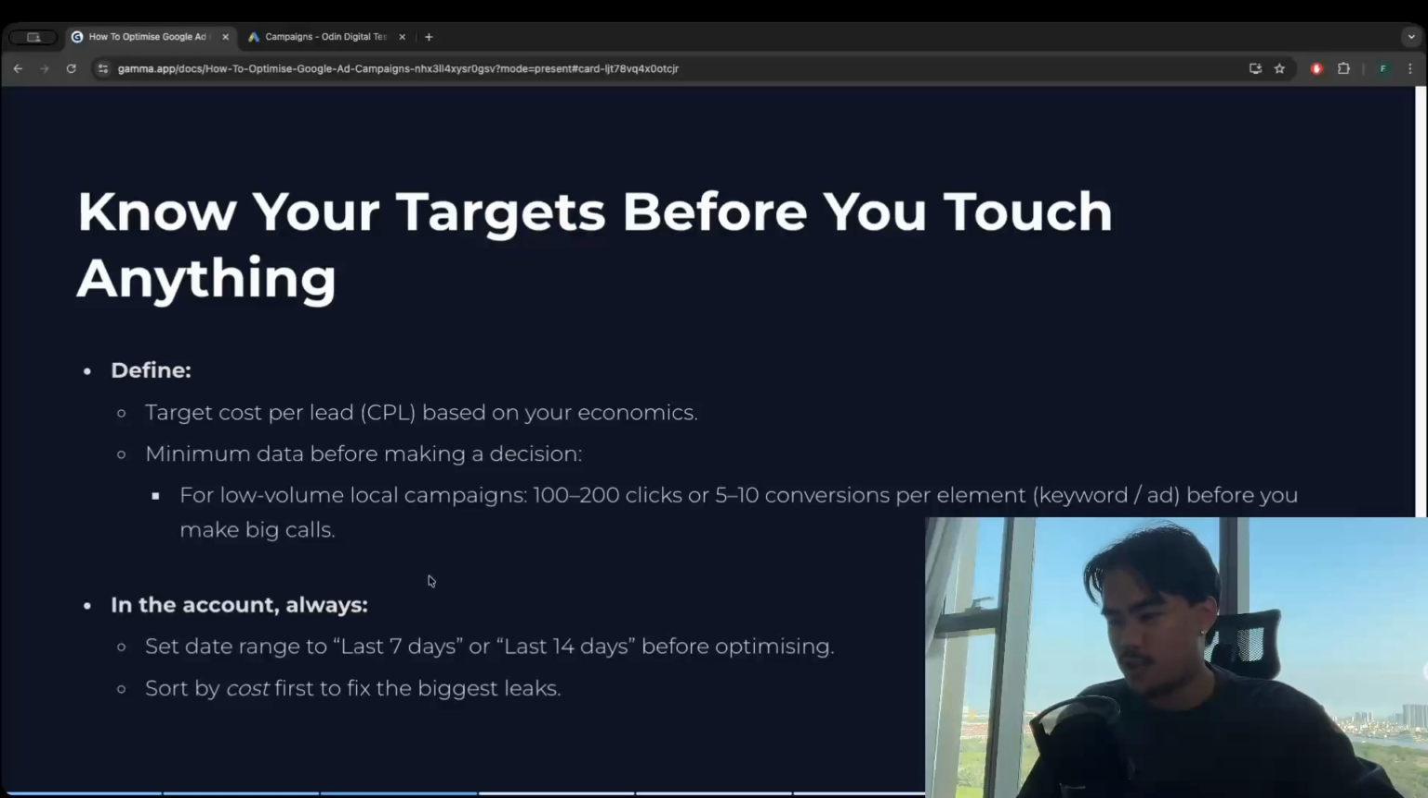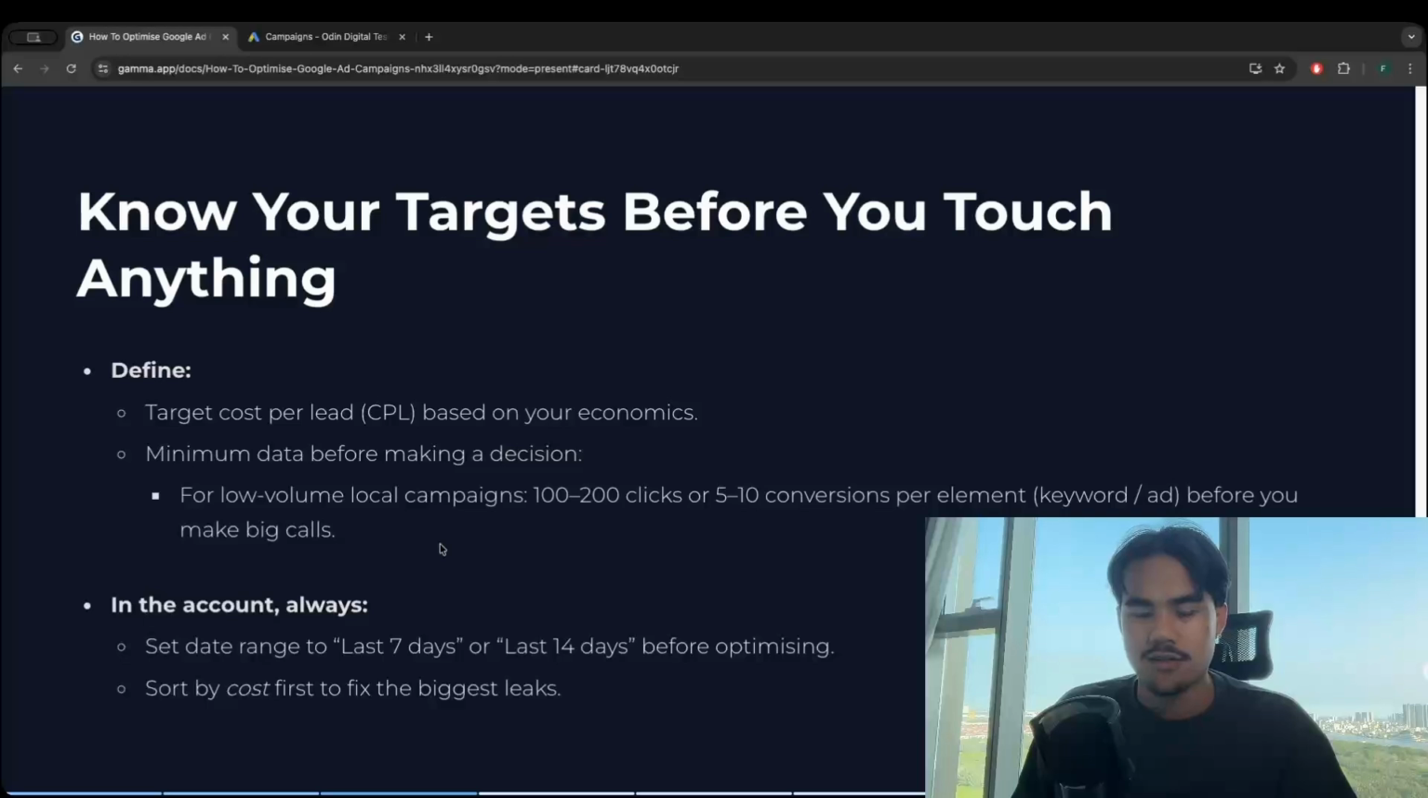And in the account, you always want to set the date range to last 7 days or last 14 days before optimizing, right? Because you don't want to count today, especially if it's midday and it doesn't count. And you want to make decisions based on recent data. Obviously, take into account the history as well, but when making optimizations, you want to look at the last 7 days or 14 days so you don't lose any more spend.